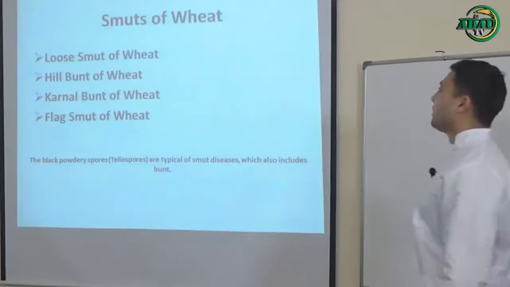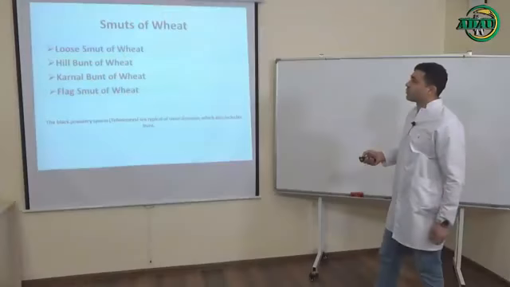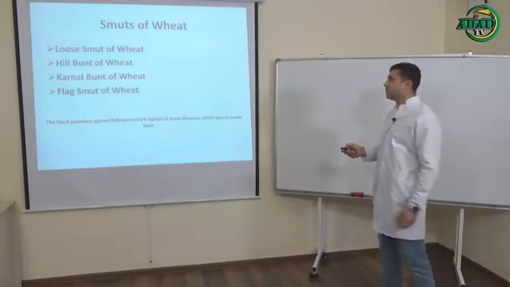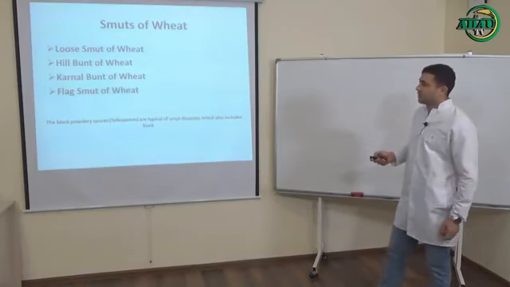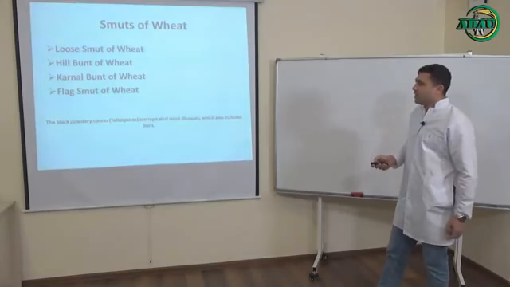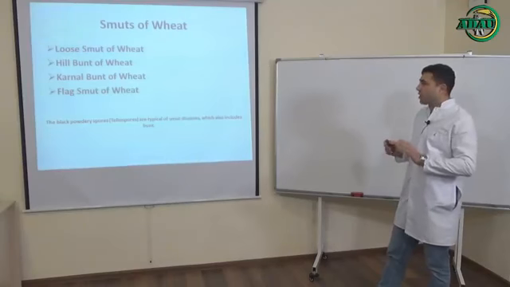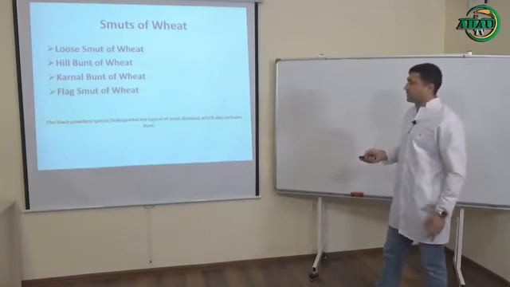So right now I would like to begin with smuts of wheat. This is another group. The first is loose smut of wheat, second is hill bunt, third is karnal bunt, and the last one is flag smut of wheat. I can tell you the black powder spores, teliospores, are typical of smut disease, which is also included in bunts.